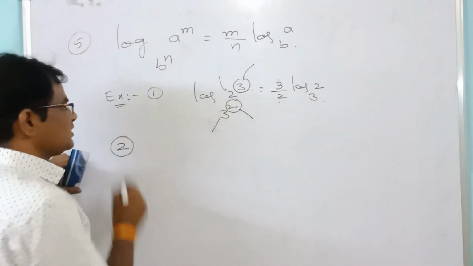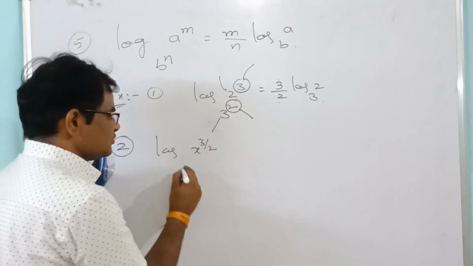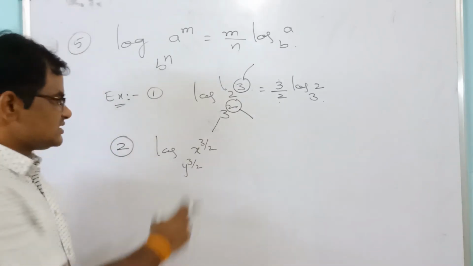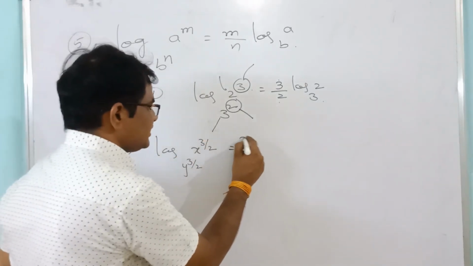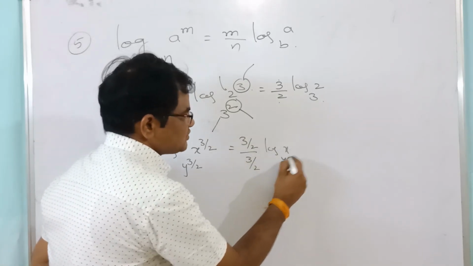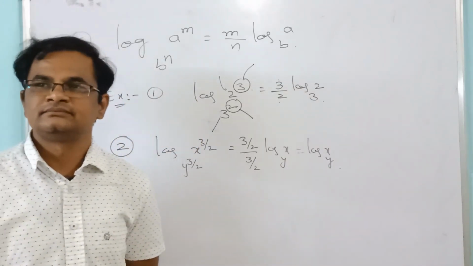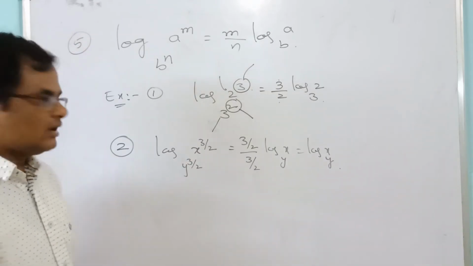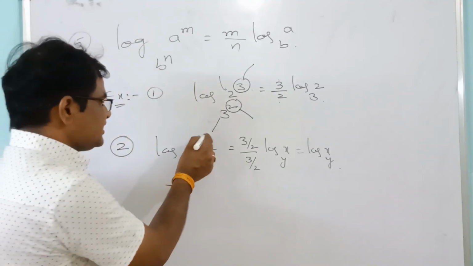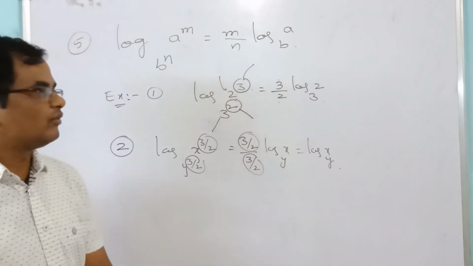Next, suppose you take it like this, log of x to the power of 3 by 2, y to the power of 3 by 2. So this is m, this is n. So what will we get? 3 by 2 by 3 by 2. Log x to the base y. Understood? Here m is there, here n is there. These two cancel. Log x to the base y.